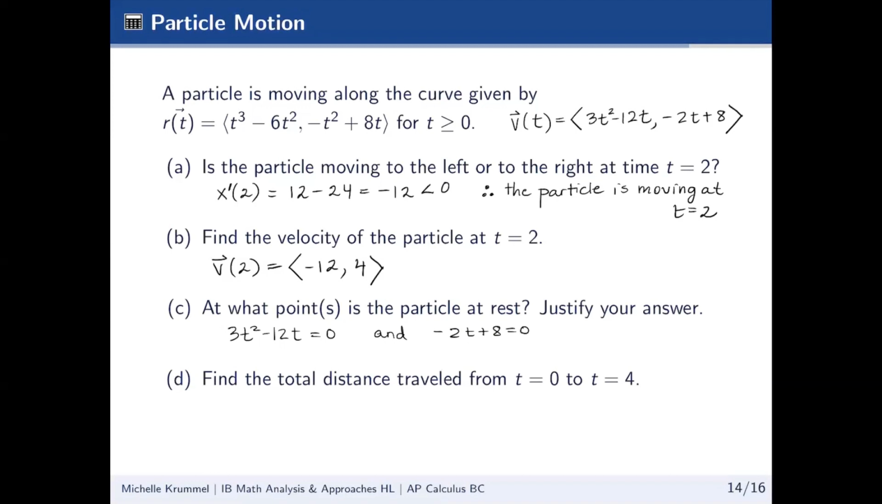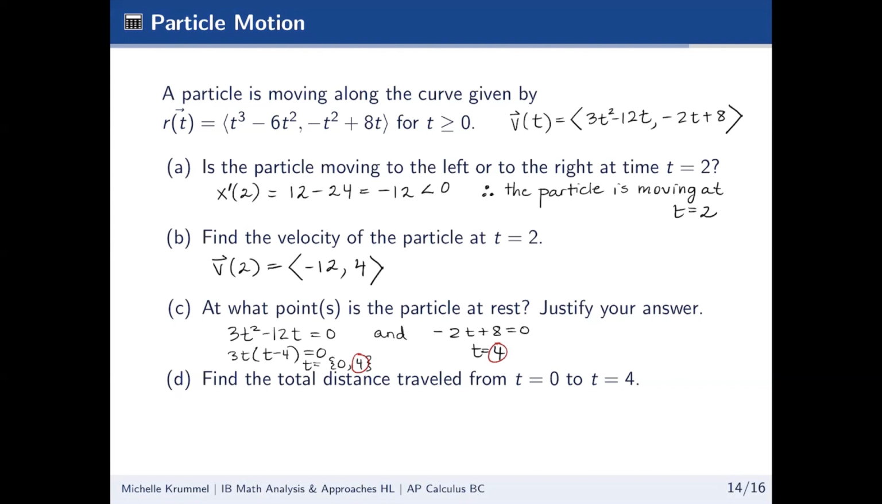Now, it's entirely possible that we will solve these equations and get different solutions for each of the equations, in which case we could say the particle is just never at rest. That's a possibility, right? So, equation on the left, we can factor out 3t, and we get two solutions here, t equals 0 or t equals 4. Then from the y component, we solve here, and we get t equals 4. So we're only going to consider the solution that works for both the x component and the y component. So just one t value here, and that would be when t equals 4.